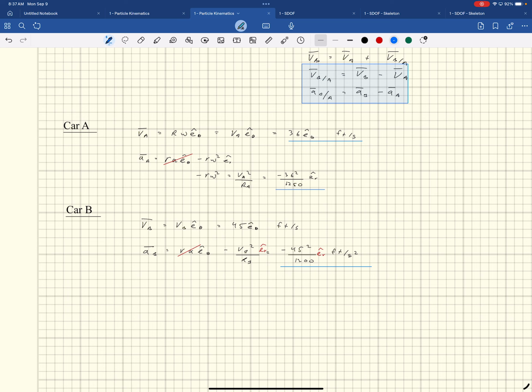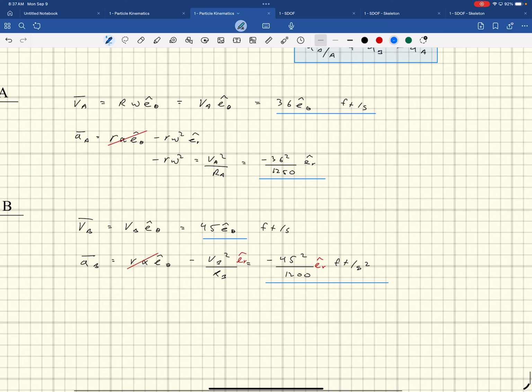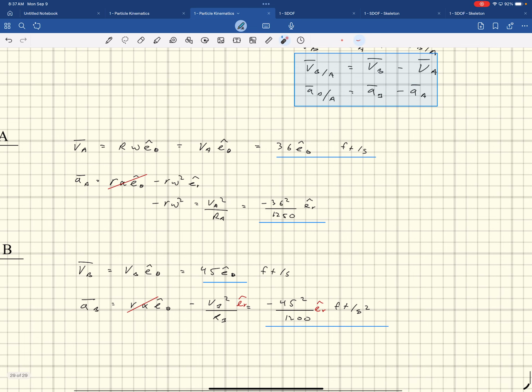Okay. All right. So this is the point now. You gotta be careful, right? Before, when we could just add and subtract vectors, we did i's and j's in that previous problem. We just took the i terms and the j terms, and they came together. But in this case, we can't do it. You'll want to do it. You're like, well, this is 36 in the e theta. So if I want my velocity of B as seen from A, well, this is 36 in the e theta, and I'm just going to subtract minus 45 in the e theta direction.